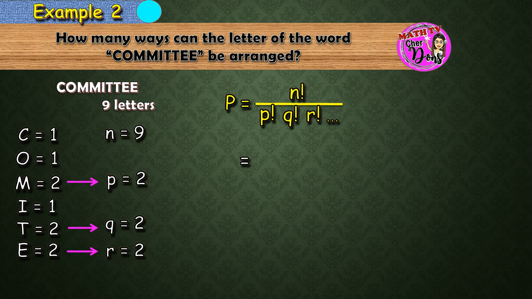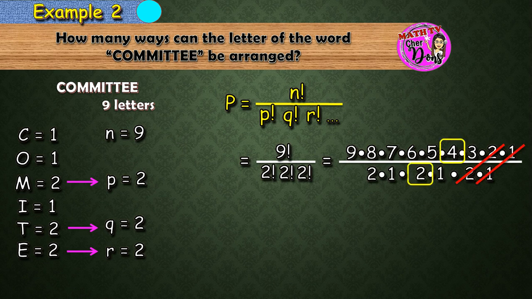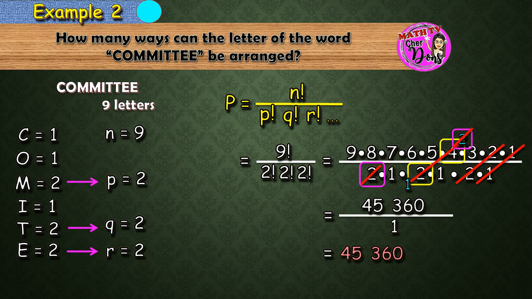Now, plug in the values we have. 9 factorial divided by 2 factorial times 2 factorial times 2 factorial. Simplifying it, we have 9 times 8 times 7 times 6 times 5 times 4 times 3 times 2 times 1 over 2 times 1 times 2 times 1 times 2 times 1. Cancel 2 and 1. 4 and 2 share a common factor of 2. 4 divided by 2 is 2. 2 divided by 2 is 1. Then we can cancel 2 and 2. We are left with 9 times 8 times 7 times 6 times 5 times 3, which will give us 45,360. Divided by 1 equals 45,360. Therefore, there are 45,360 ways.